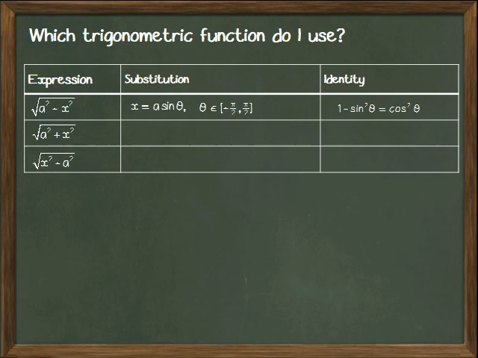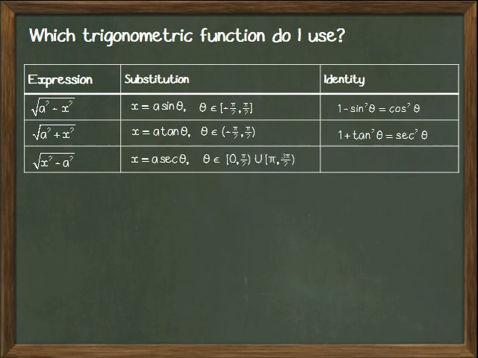If we take a look at the square root of a squared plus x squared, we need to substitute x with a tan theta on the open interval minus pi over 2 to pi over 2 and use the identity 1 plus tan squared theta equals sec squared theta. In the case of the square root of x squared minus a squared, we will let x equal a sec theta on the first and the third quadrant and use the identity sec squared theta minus 1 is equal to tan squared theta.